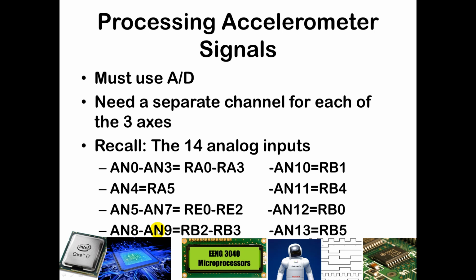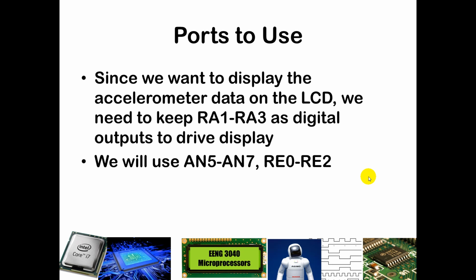Now, in terms of what we are using, remember that we need some of those bits of port A to control our LCD. And in the lab, you're going to be putting some of your accelerometer information on the LCD. So we don't want to use the same analog pins that correspond to pins that we need to send information to the LCD. So what we're actually going to do is choose AN5 through 7 on RE0 through RE2 because we haven't used port E for anything else yet. We're going to use RE0 through RE2 so that we don't conflict with the RA1 through 3 that you're going to need to drive the LCD.